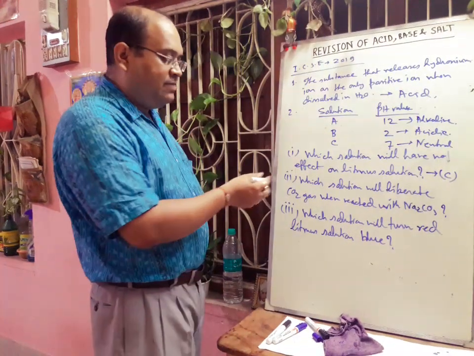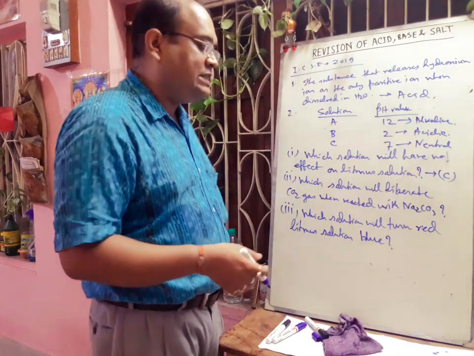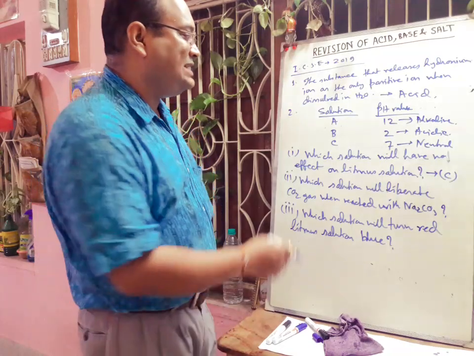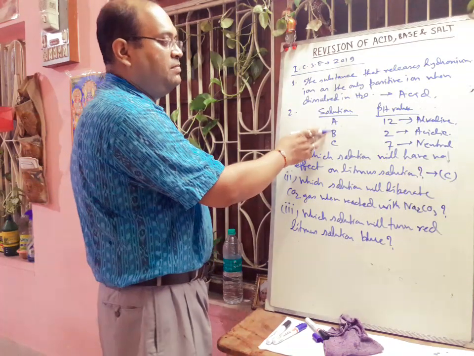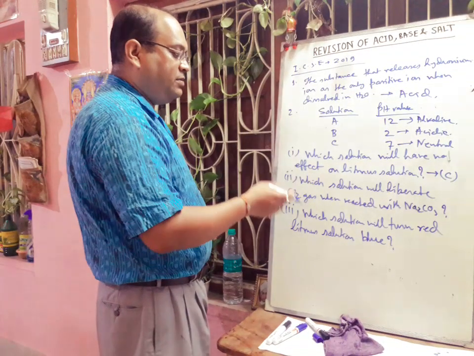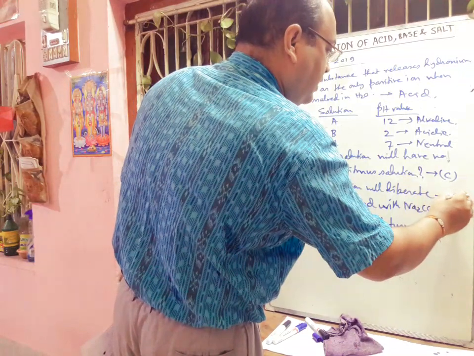Which solution will liberate carbon dioxide gas when reacted with sodium carbonate? Generally, if we add dilute acid, then sodium carbonate will liberate carbon dioxide. Now, which one is the acidic solution? Option B. B's pH value is 2, it is an acidic solution. If we add B to sodium carbonate, that will liberate carbon dioxide gas. So here the answer will be option B.